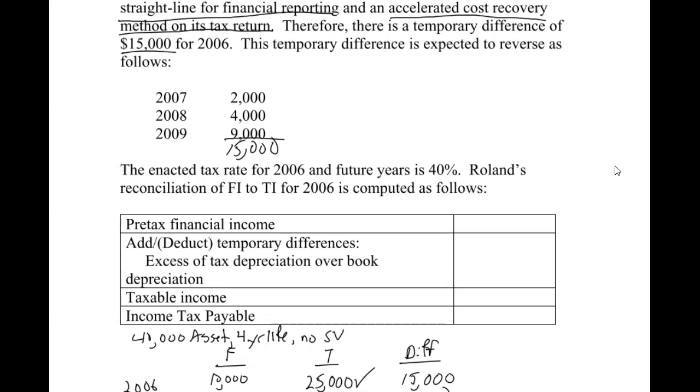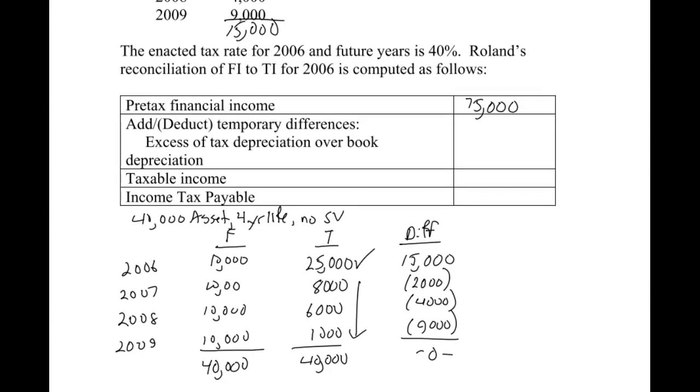A reconciliation is how do I get from point A to point B? What happened to get me there? All right, I'm starting with financial income. I'm going to scroll down a little bit here. Financial income, if you come down here, in 2006 includes $10,000 of depreciation. So there's $10,000 depreciation included in that.